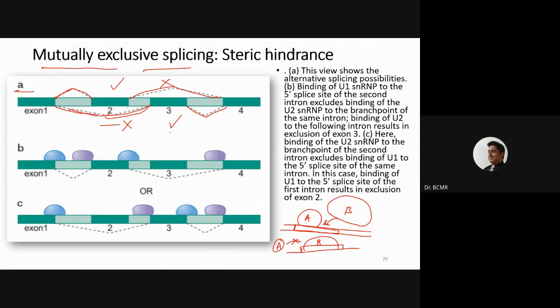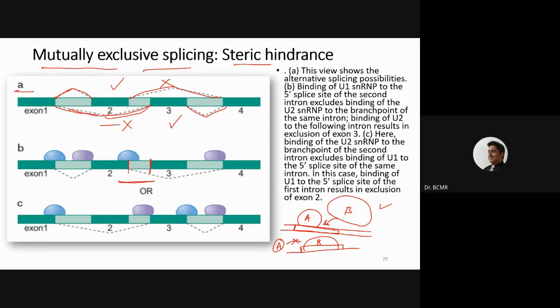And how is that possible? What determines whether only either 2 or 3, but not both, are included? One of these is steric hindrance that I explained here. You should look at this place, right? There is a 5' splice site and there is a 3' splice site.